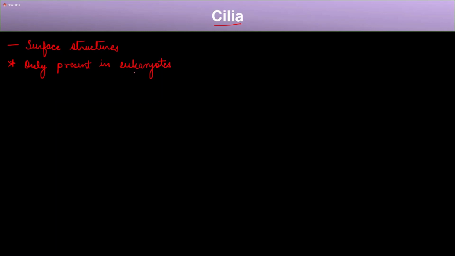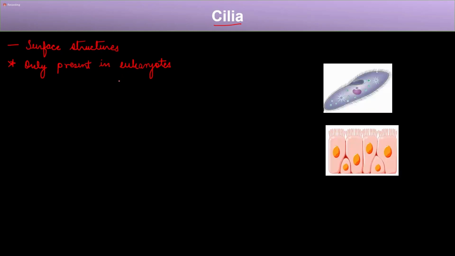In eukaryotes also, eukaryotes can be either single cellular organisms or multicellular organisms, right? So if you see the diagram, here the first example is of a unicellular organism, and this is paramecium. So this is a unicellular organism, and we can see the surface structure here. This is cilia.